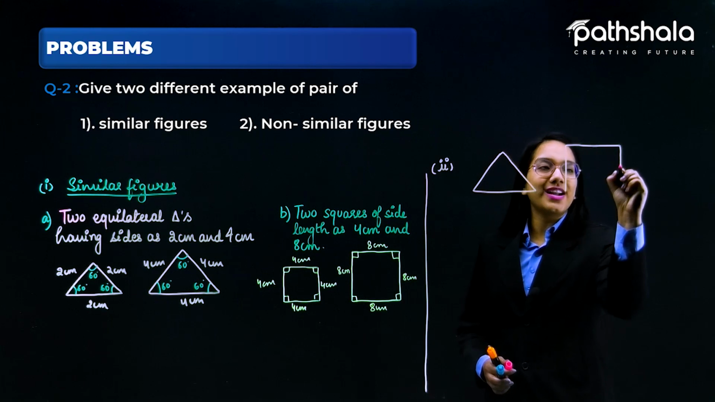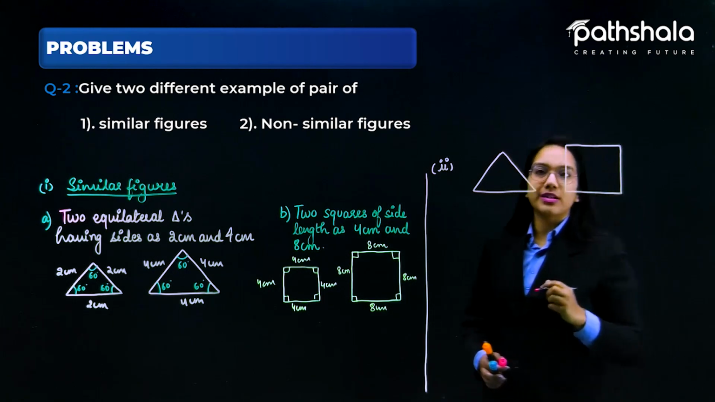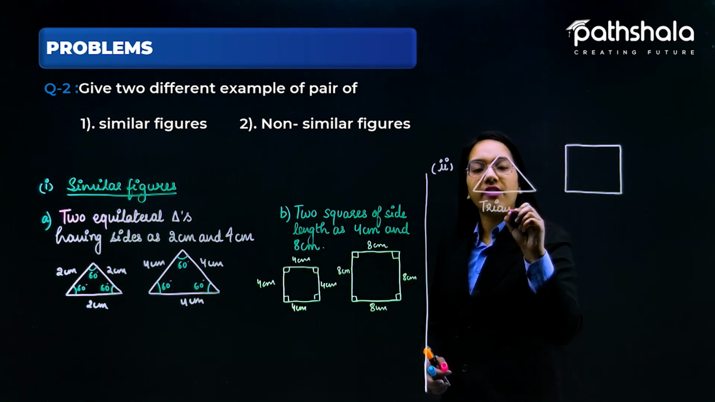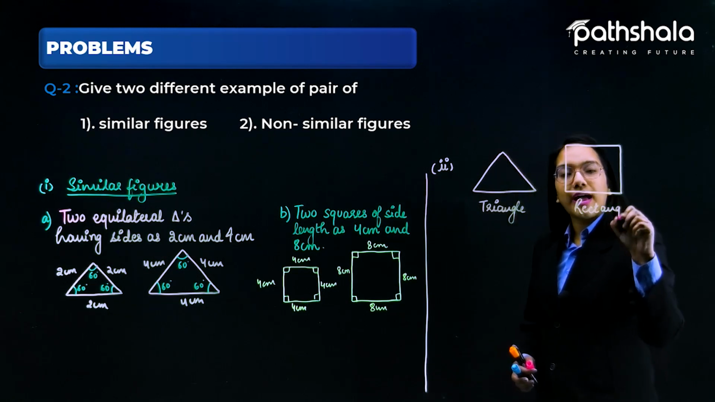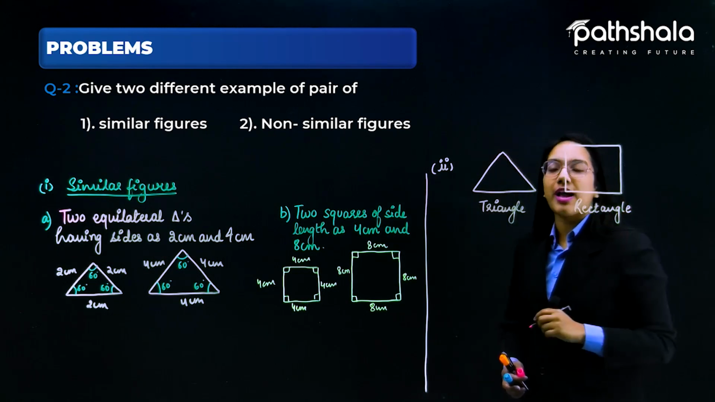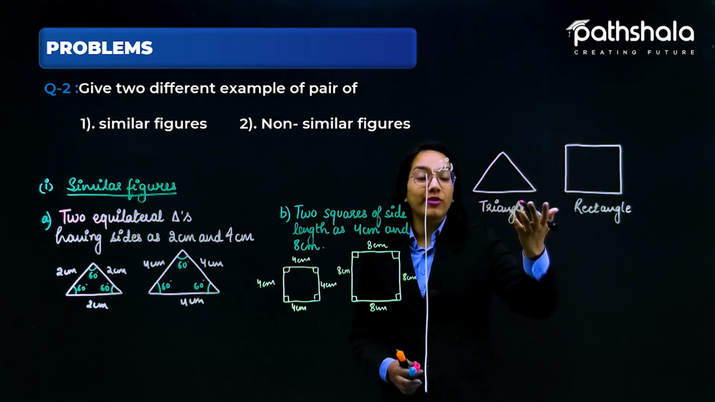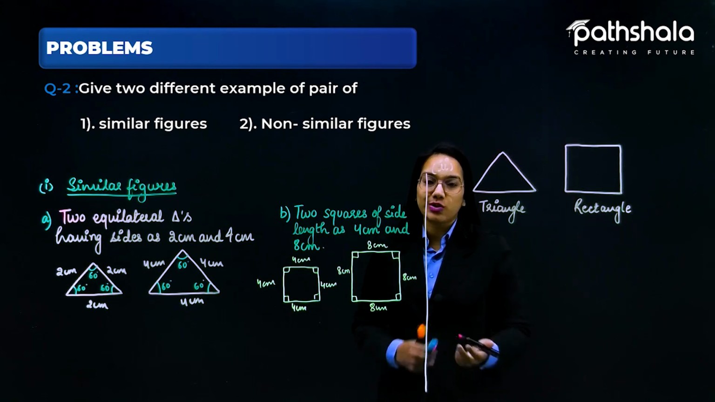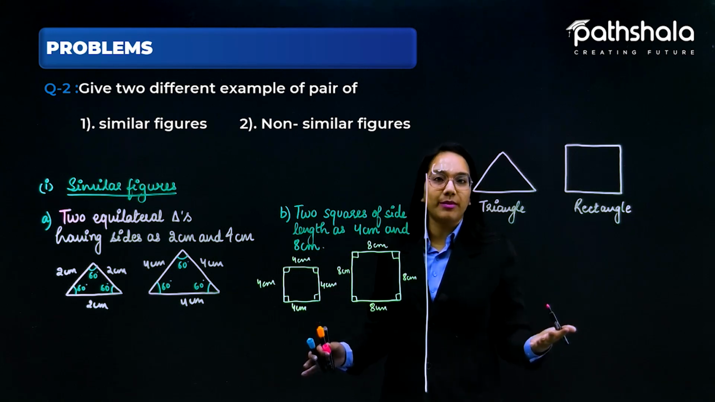As you can see, these are not similar to each other, because if I'm taking a triangle and a rectangle, their corresponding angles are not equal, and their corresponding side ratios are not equal. Obviously they do not even have the same number of sides, so how can they be similar to each other? So this is an example of non-similar figures.